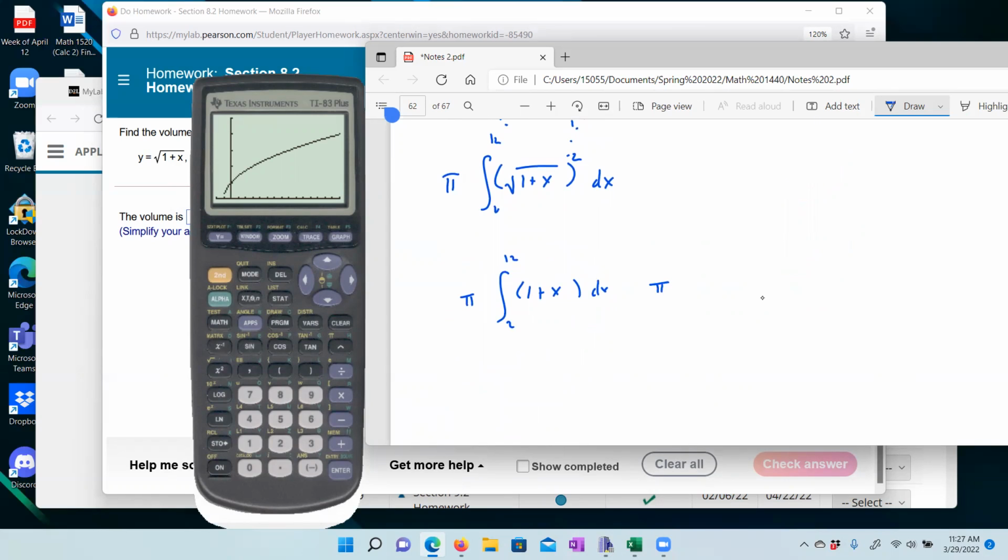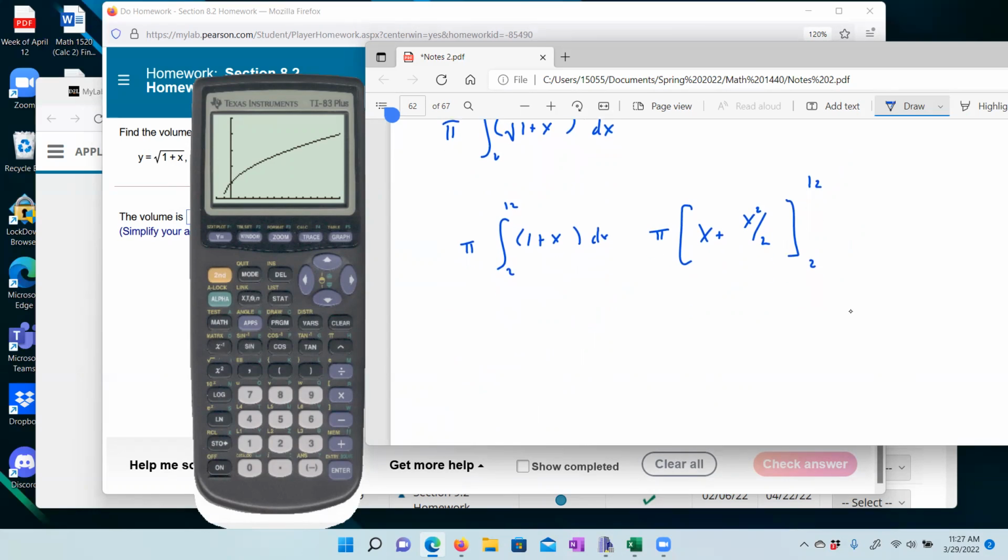Okay, so this is going to be pi. This is going to be x plus x squared over 2 to the 12. Okay, so it's not too bad of an integral. So we have pi, and now we have the hard part. This is going to be like, 12 plus 12 squared over 2 minus 2 plus 2 squared over 2.